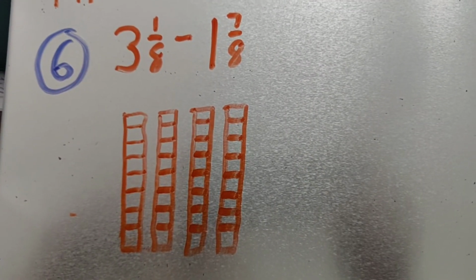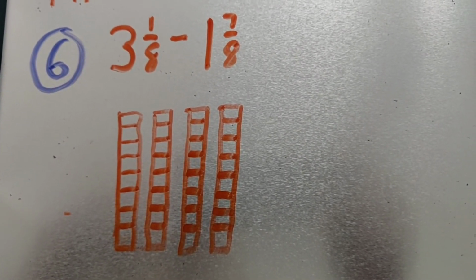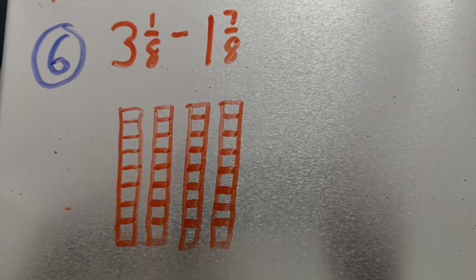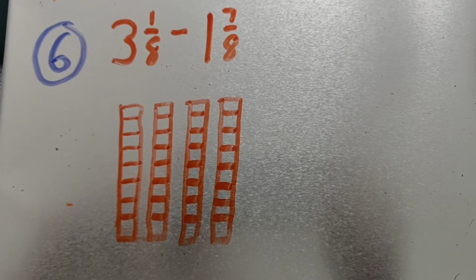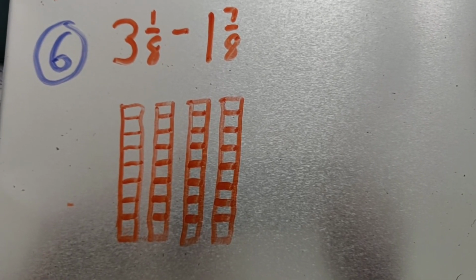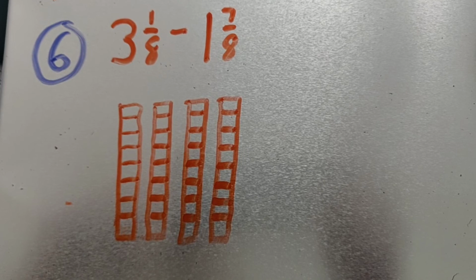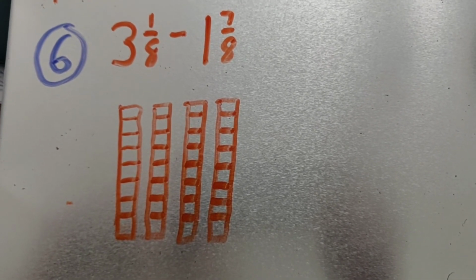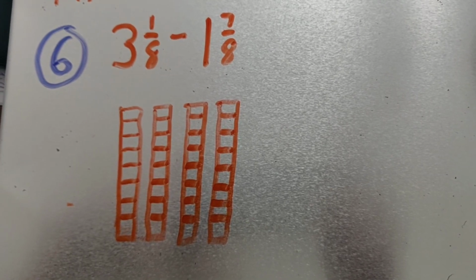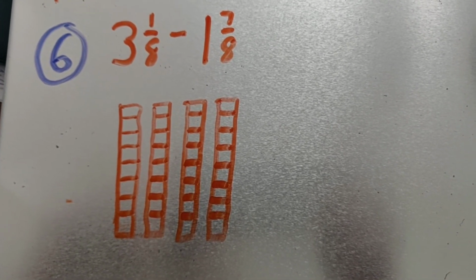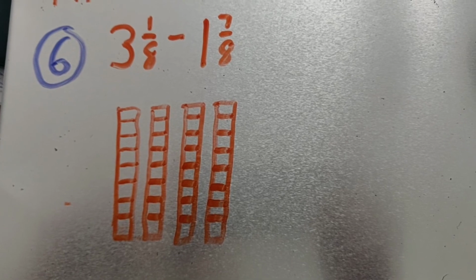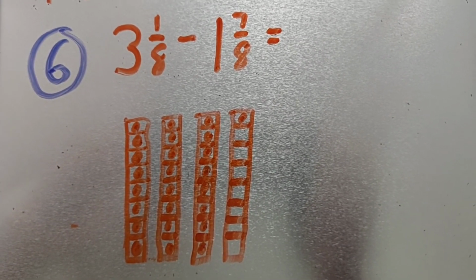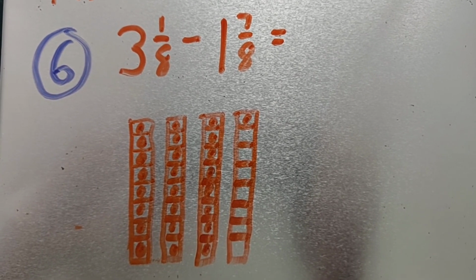So our last practice problem was 3 and 1/8 minus 1 and 7/8. Again, we need to draw our models really carefully. I knew to draw 4 models broken into 8 equal parts because I'm starting with 3 and 1/8, so I know I'm going to need space for 3 wholes, but then I have an additional 1/8, so I know I'm going to need a 4th model for that. So now we've modeled 3 and 1/8, and now I need to take away 1 and 7/8.